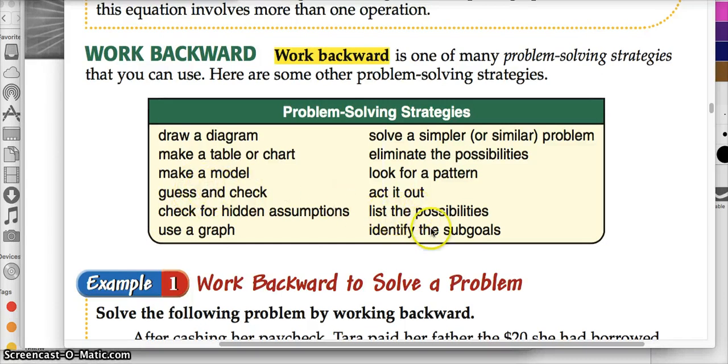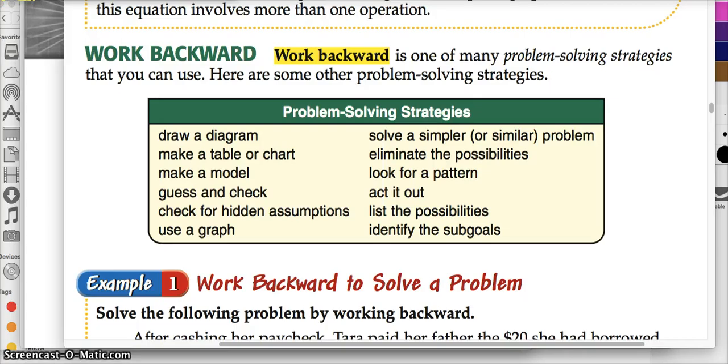Act it out, list the possibilities, identify sub-goals, look for patterns, eliminate possibilities. All of these are things that you do naturally, but if you think concertedly about doing them when solving a problem, they become a strategy that's really, really helpful. So make sure you keep an eye out for these different strategies that might be helpful for you.